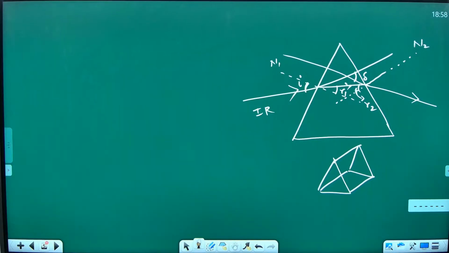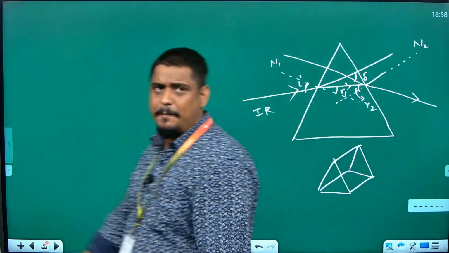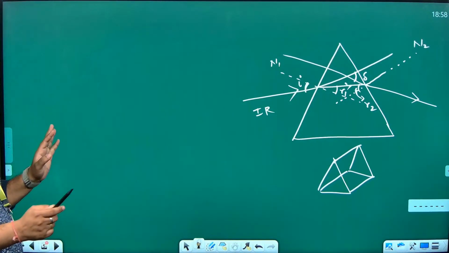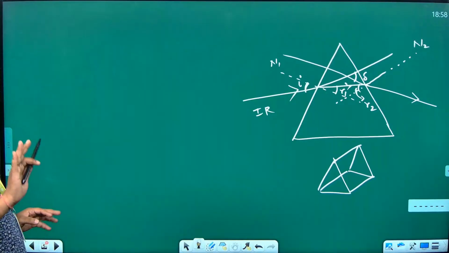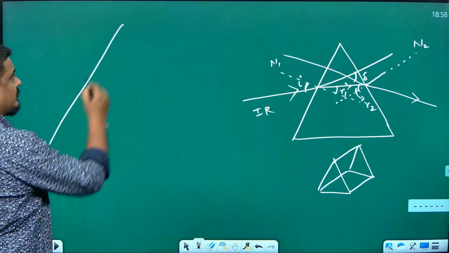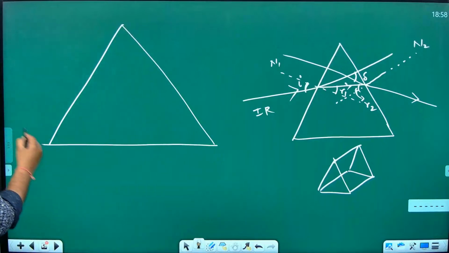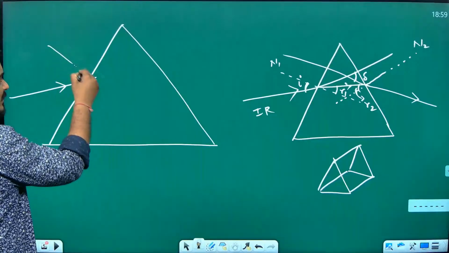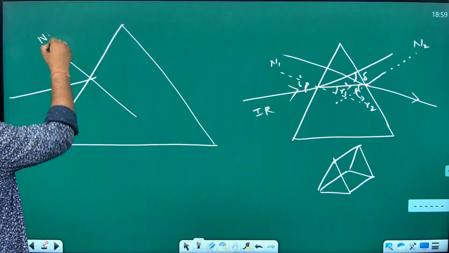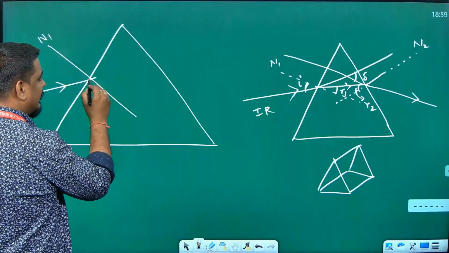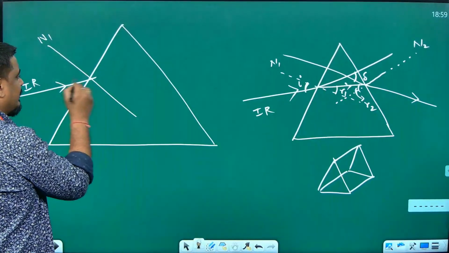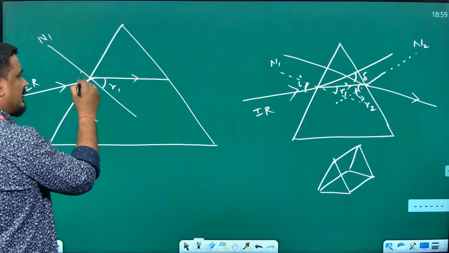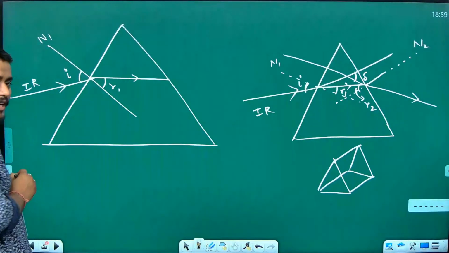Have you drawn this? Okay, I will not take much time. Please pay attention now. I am redrawing it in a magnified way for explaining you. You need not redraw again. So, this was my prism. This was my angle of incidence. This line was normal 1. And then my incident ray got refracted. It went like this. This was angle R1. This was angle incidence I.